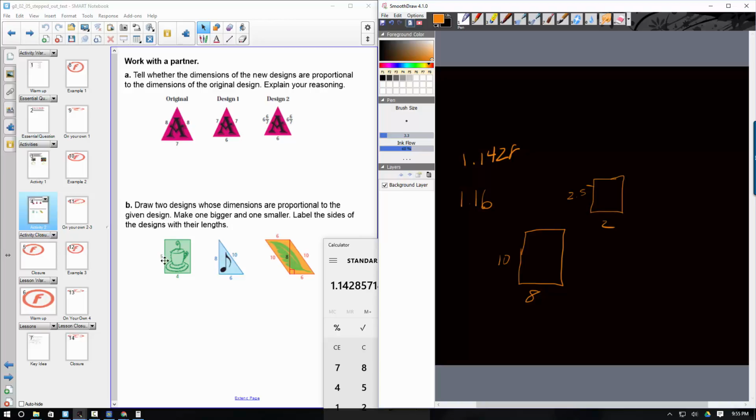You basically apply a scale factor. So in this case, I've applied times 2 both times. 5 times 2 is 10. 4 times 2 is 8. For this one, I applied a scale factor of 1/2. So 1/2 of 5 is 2.5, and 1/2 of 4 is 2.